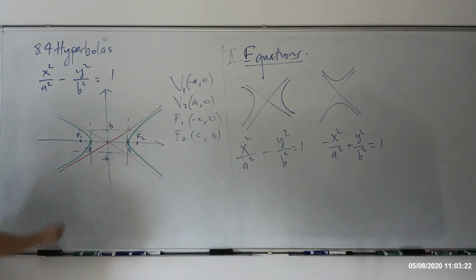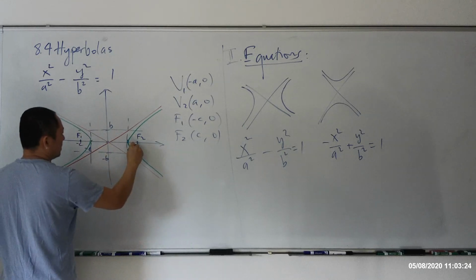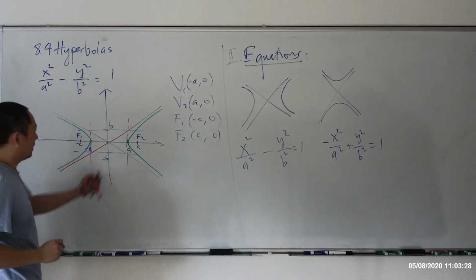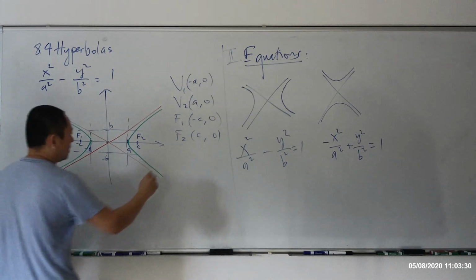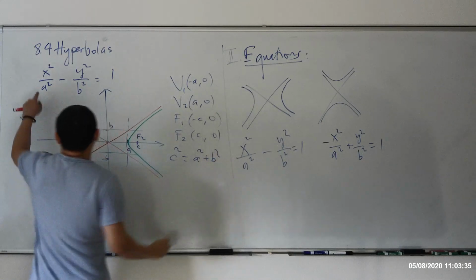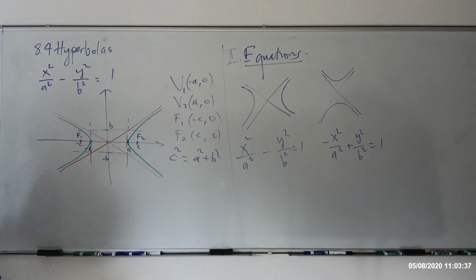And how do we calculate c? This is negative c right here, by the way. This is c. How do we calculate c? Again, the Pythagorean theorem in here, and the longer side is going to be c. So c squared is equal to a squared plus b squared. You know a, you know b, just simply take a squared plus b squared, you got c squared.